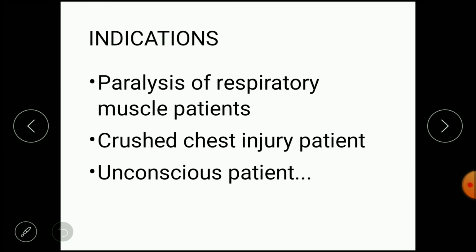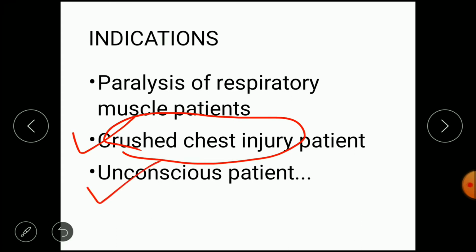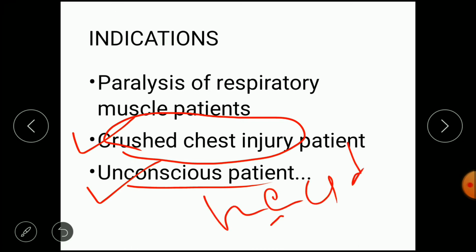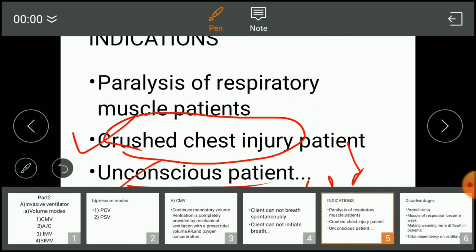And in that, CMV mode is useful. Second is crushed chest injury patients. In crushed chest injury there is damage to the lungs and heart also, so the lungs cannot function properly. In those patients the CMV mode is also useful. And in unconscious patients, that means if the patient is in a coma stage or has a severe head injury, or TBI, traumatic brain injury, the CMV mode is useful.